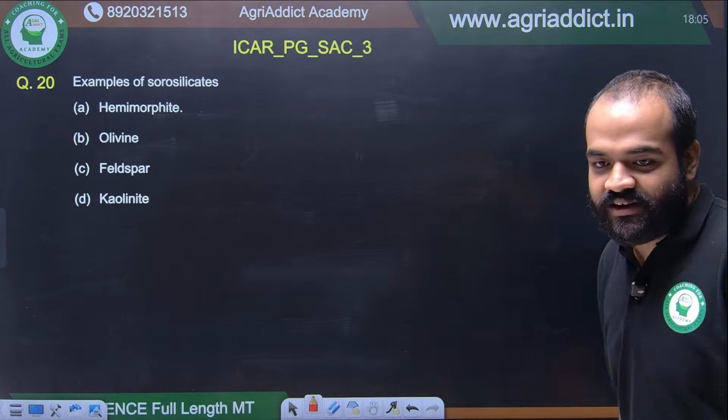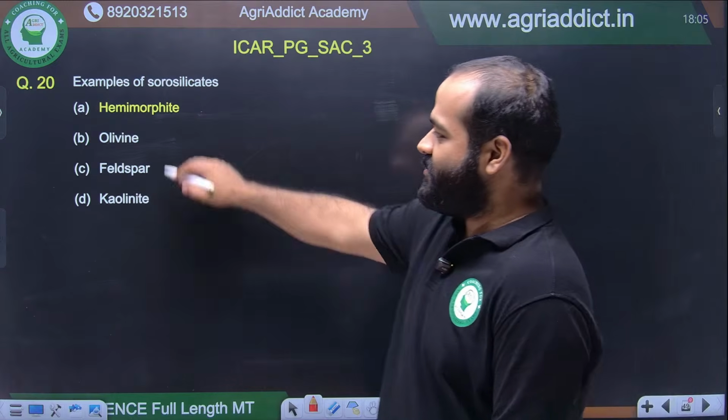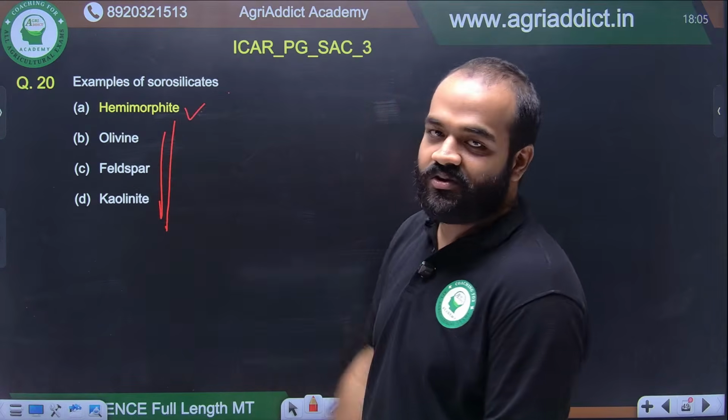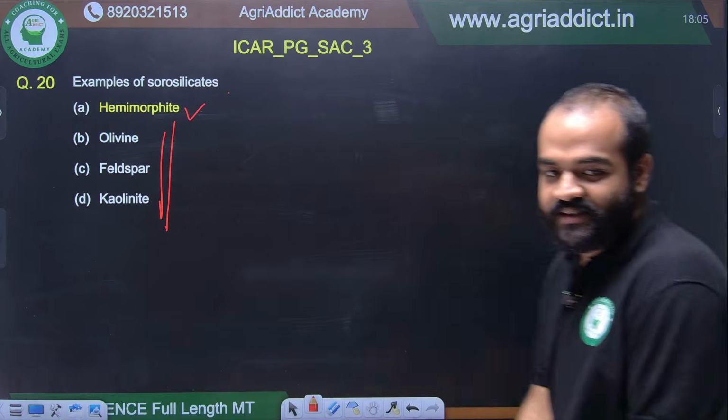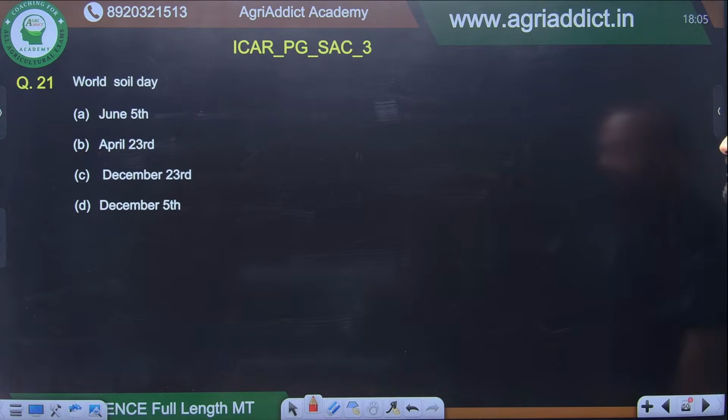Examples of sorosilicate, everyone is telling the option, very good. There is nothing more to say here, because we all know the other 3, so it works by elimination too. You don't even need to remember the table in this case. The question setter has given the options very nicely. Moving on to question number 21.